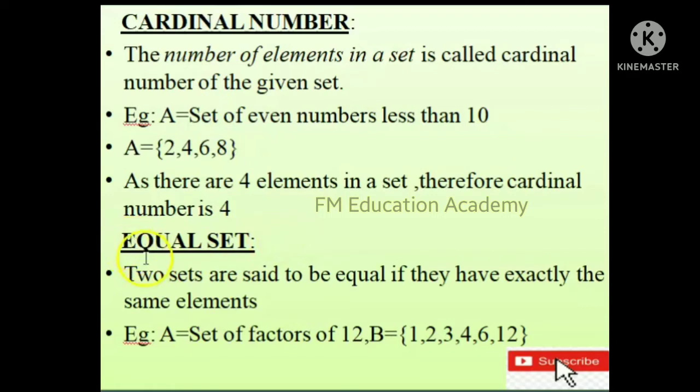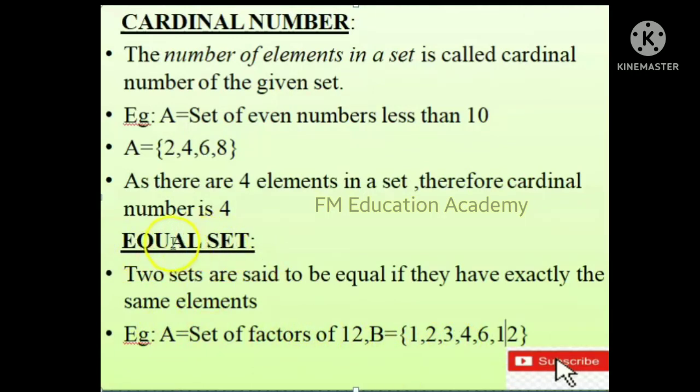Equal set. What do you mean by equal set? Two sets are said to be equal if they have exactly the same elements. For example, A is equal to the set of factors of 12 and B is equal to 1, 2, 3, 4, 6, 12. So here I am talking about factors of 12 only in A, and in set B also I am talking about factors of 12 only. Here I am representing my numbers and here I am representing my words. But both are factors of 12, that is why they are called equal sets.